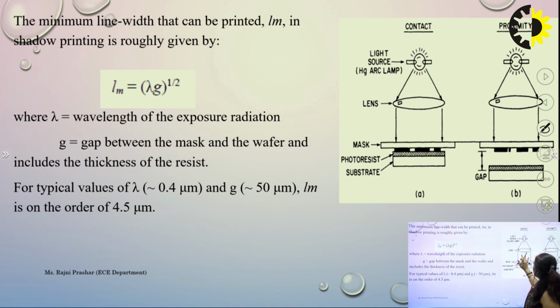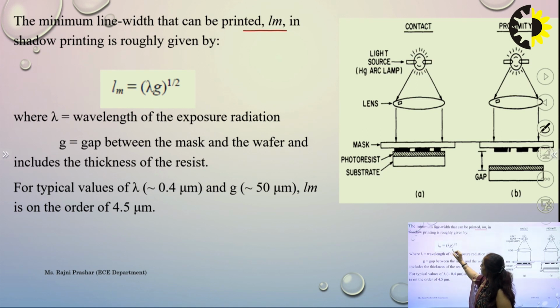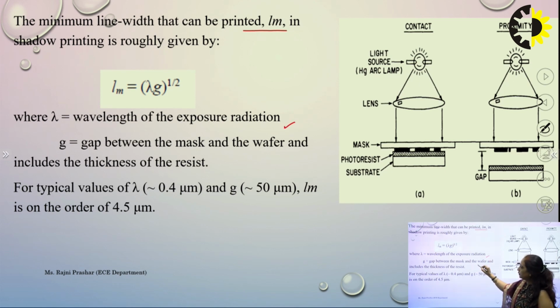If we use contact printing or proximity printing, the minimum line width that can be imprinted is denoted by LM. It is given by the square root of lambda G, where lambda is the wavelength of the exposure radiation, and G is the mask and wafer gap, which includes the thickness of the resist. Okay. So for typical values of lambda approximately 0.4 micrometer and G approximately 50 micrometer, your LM will be 4.5 micrometer.